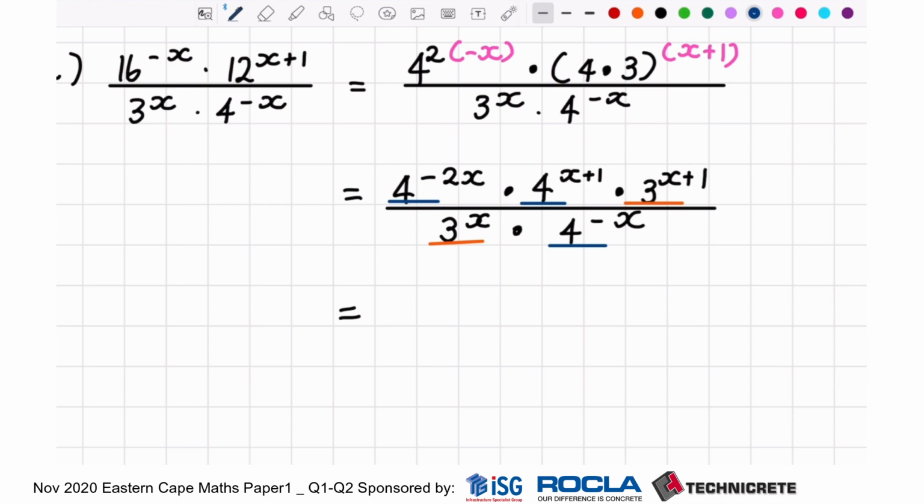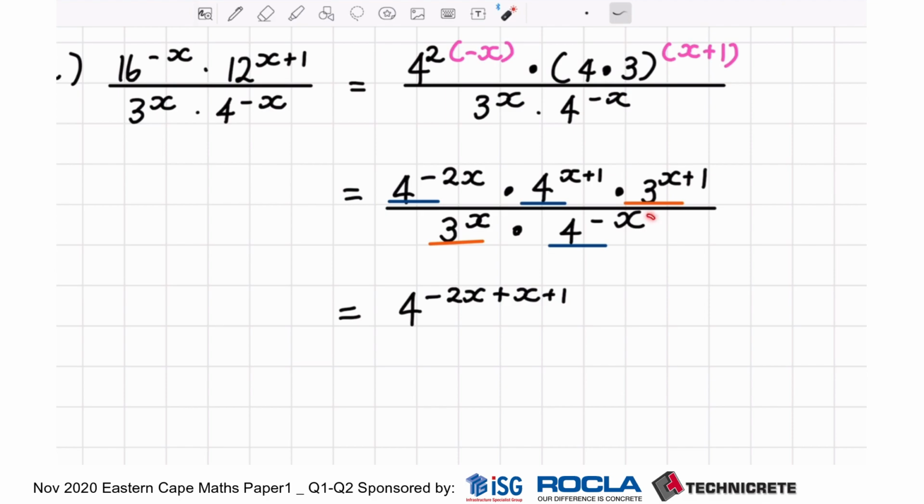So with the 4s, I've got this 4 that's being multiplied with this 4. And if I've got the same base and the same base, and I am multiplying, then the exponents are just going to be added together. So I'm going to keep the same base, which is 4, and then my exponent for the first one was negative 2x, and then I'm going to add the exponent for the second one. So I've got plus x and plus 1.